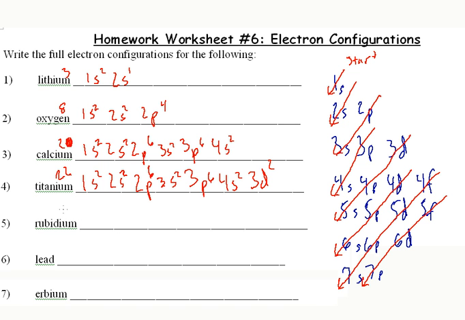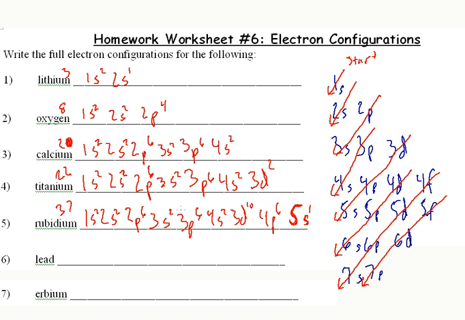Then we go down to rubidium, 37 electrons. This one's really no different, a little bit further down than titanium. 4s2, 3d10. This will bring us up to 30. After 3d, then we go to 4p. That'll bring us up to 36. And then 5s1. So if I looked at the periodic table, 5 rows down in our S block, the first element I would see should be rubidium. That corresponds to our 5s1.